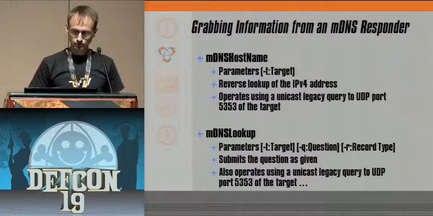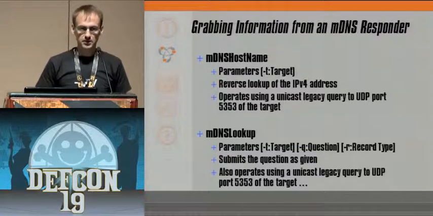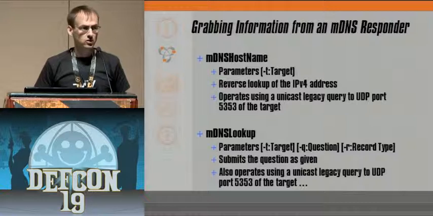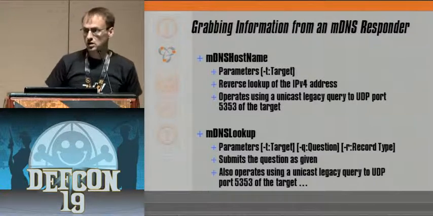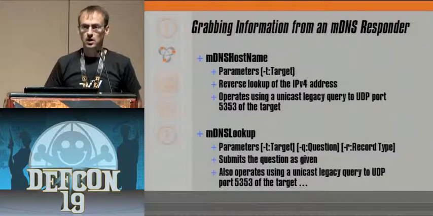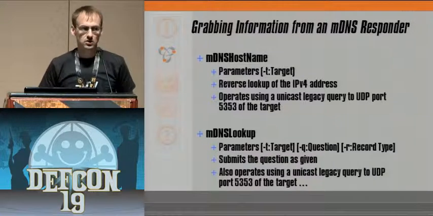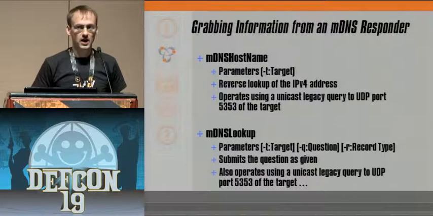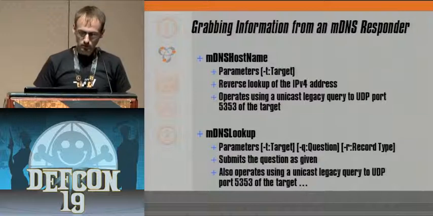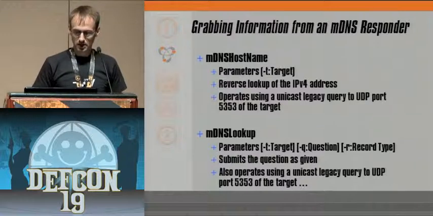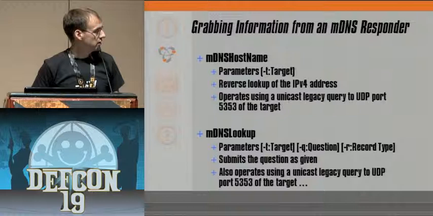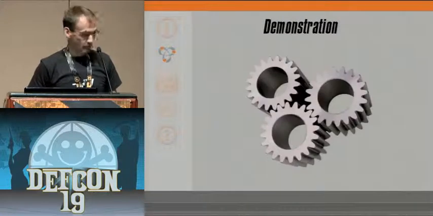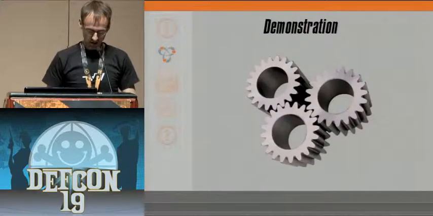There are the parameters there. Now it's important to realize that it submits the question as given. If you fat finger it or screw it up, you're out of luck. So if you don't get an answer, especially in situations when you were expecting one, go ahead and reevaluate that to make sure that your question is correct. It also operates using a unicast legacy query to UDP port 5353 of the target. I'm going to go ahead and do a demonstration of that real quick.